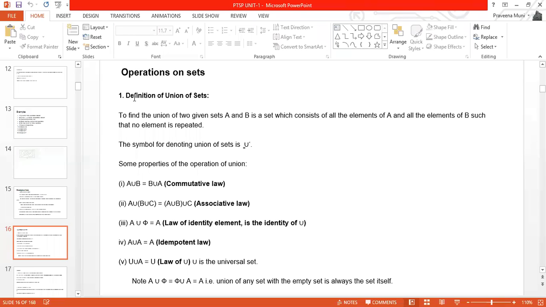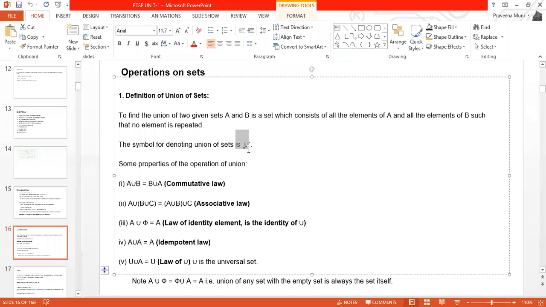So what are the different operations we can perform on sets? The first operation is called union. What is union? The union of two sets A and B is a set which contains all elements of A and all elements of B such that no element is repeated. You know that when you are writing a set, the element should not be repeated. Yes or no?